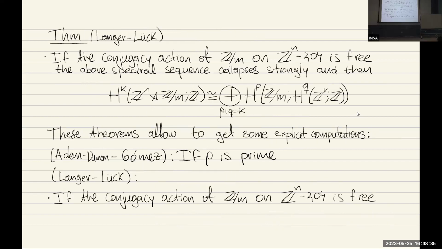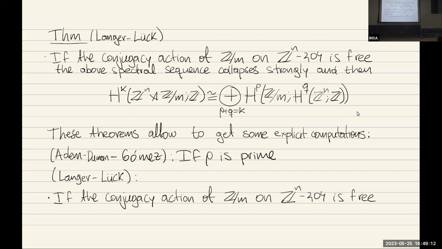Another theorem of Langer and Lück. If the conjugacy action of Z over m on Z^n minus 0 is free, then we have that the group satisfies the properties M and NM. In this case, also the Lyndon-Hochschild-Serre spectral sequence collapses strongly, and then again we have this isomorphism. These theorems allow to get some explicit computations by Alejandro Adem, Tuman, and Manuel.